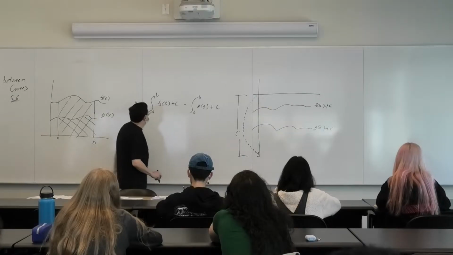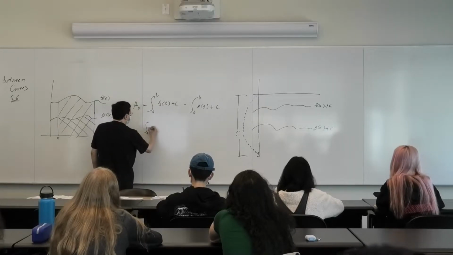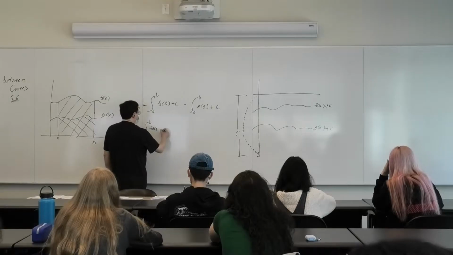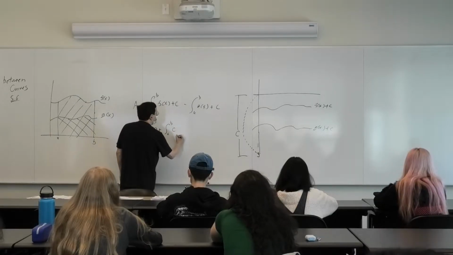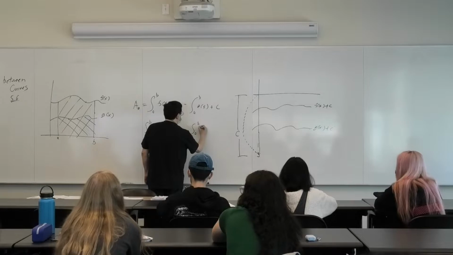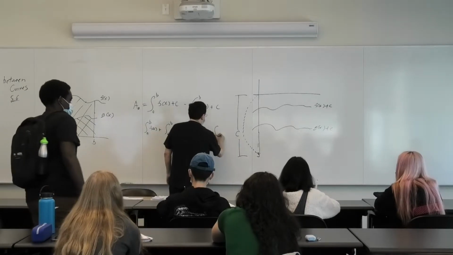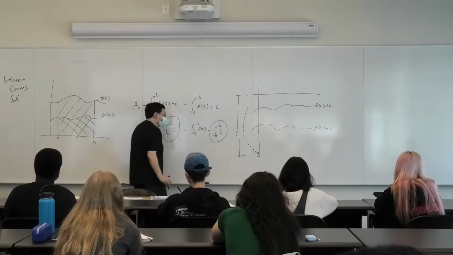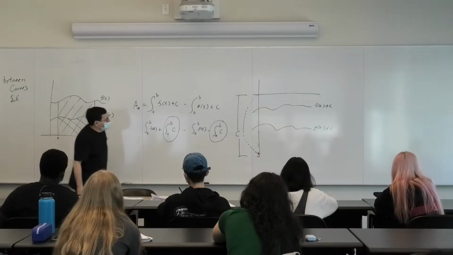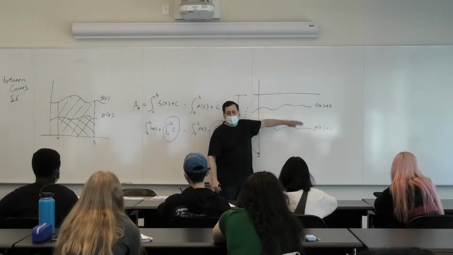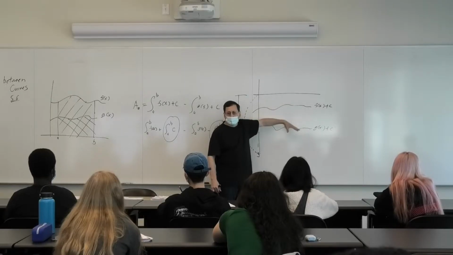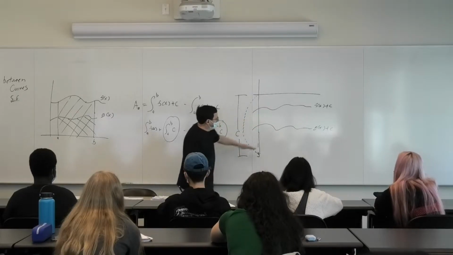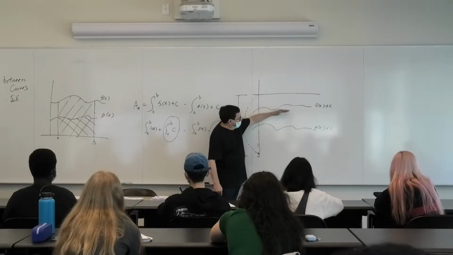So what happens here? Well, this is the integral from a to b of f of x plus c, minus the integral from a to b of g of x plus c. Well, clearly the c terms cancel. So what that tells you is it doesn't really matter whether these functions are above or below the axis. You still get the same value by subtracting the integral of g from the integral of f.